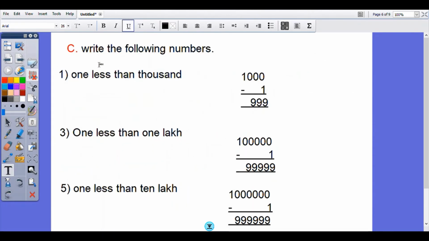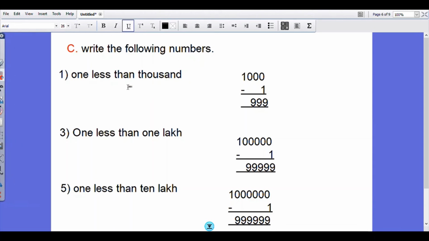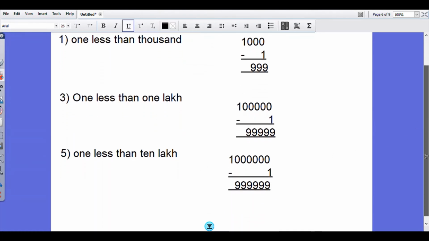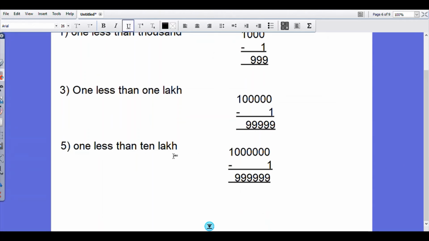Now next, write the following numbers. 1 less than 1000. That means you have to subtract 1 from 1000. 1000 minus 1 gives 999. 1 less than 1 lakh. 1 lakh is here. Now subtract 1 from it. So you get 9 in ones, tens, 100, 1000, 10,000: 99,999. Now next, 1 less than 10 lakh. First, 1 less than 1 lakh.